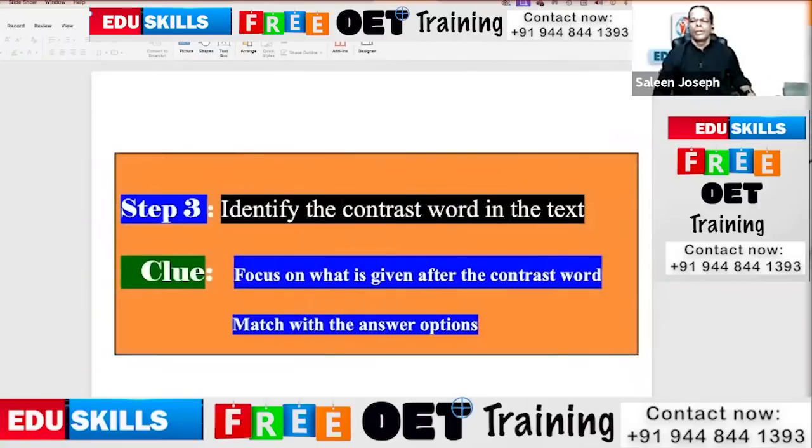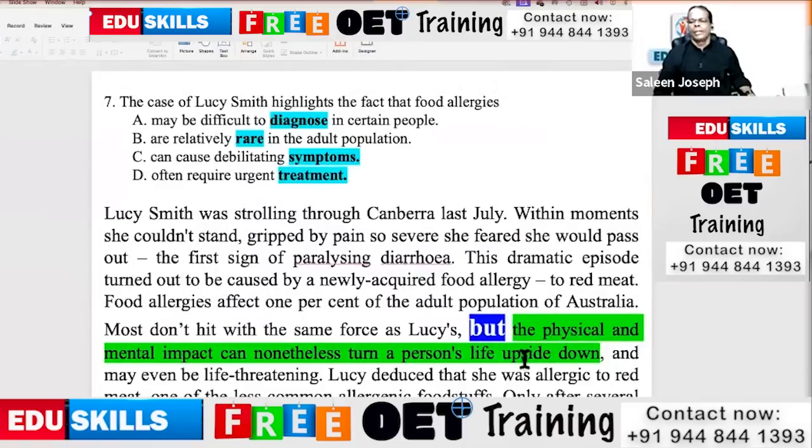And step 3, identify the contrast word in the text. Focus on what is given after the contrast word. One more clue. Actually, that's not required here because in the topic sentence itself, they are giving the symptoms and other options are eliminated. Still, I am giving you one more clue. Focus on what is given after the contrast word, match with the answer options. What is given after the contrast word? What is the contrast word?